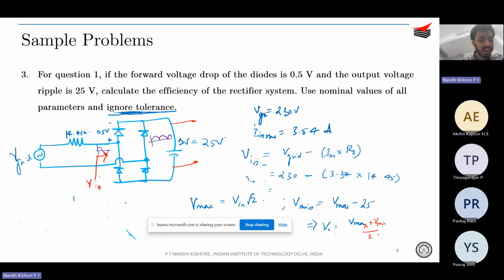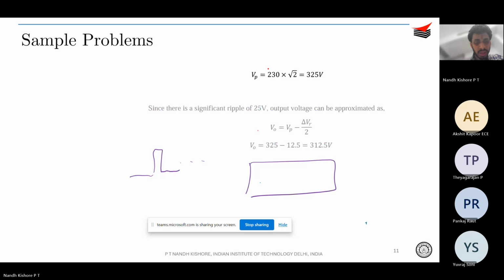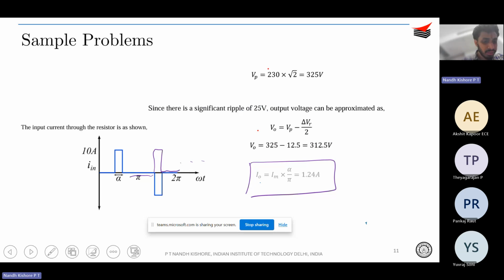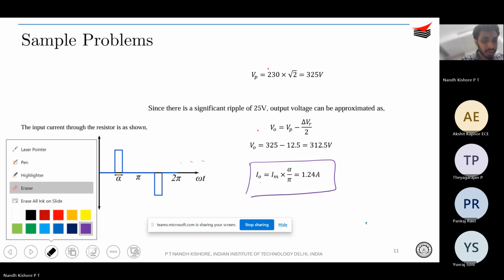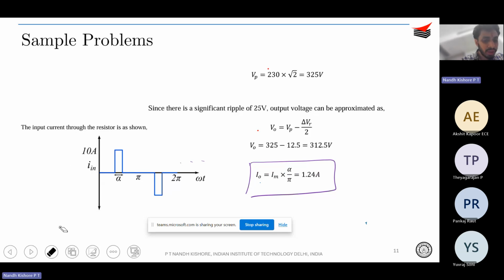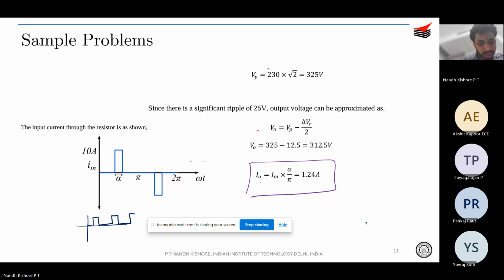Now you imagine what would happen to the current, right? The current was something like this. So what will happen at the output? It would get rectified, right? That is why I'm telling that your input current is something like this. So what will be the output current? Output current will be the rectified version, wherein this is your pi, this is your 2 pi, and so on, and this period is your alpha.